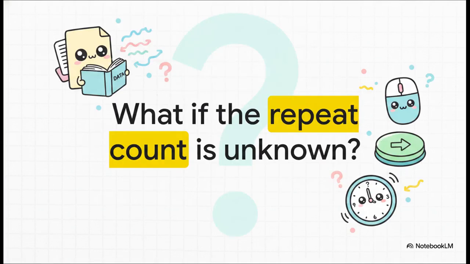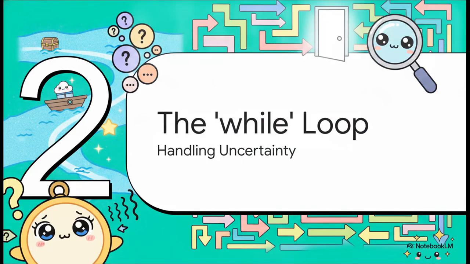But this naturally brings us to a pretty massive question, doesn't it? What if the repeat count is entirely unknown? Like, what if you're reading data from a massive file and you have literally no idea how many lines it has? A for loop just isn't going to cut it anymore. We need a different tool. Which brings us to section 2, the while loop.